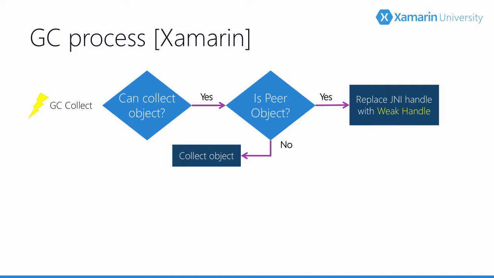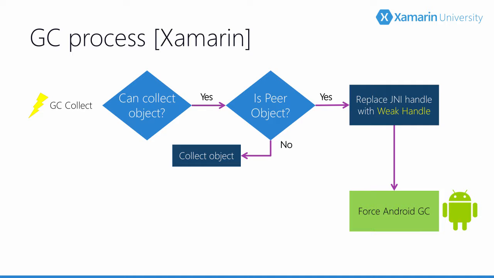It'll do this for all the objects, then it will force an Android GC. This will then cause the GC system on the JVM side to go and collect anything that is collectible on their side. And keep in mind that because we've replaced all of our JNI handles with weak handles, our managed side in the Xamarin world will not keep the Java objects alive anymore. So they're no longer strong handles, we will not root them, and the JVM will go through and say, okay, anything that I can't reference, we're going to go ahead and collect.